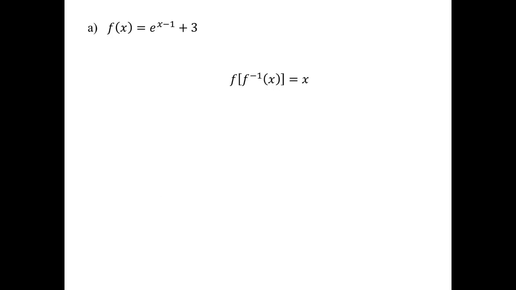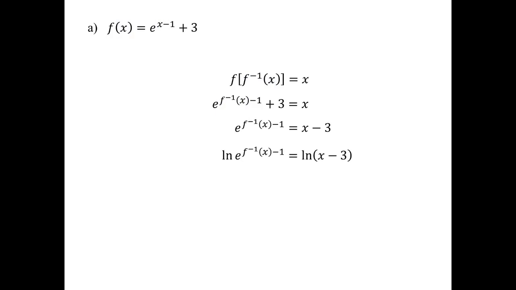To find the inverse function of f(x), we have to start with the composite function between the function and its inverse. F of f inverse is equal to x. Then, substitute x in the function to become f inverse x. Bring 3 to the other side. The equation on the right-hand side will become x minus 3.